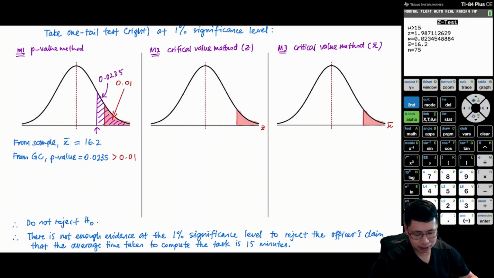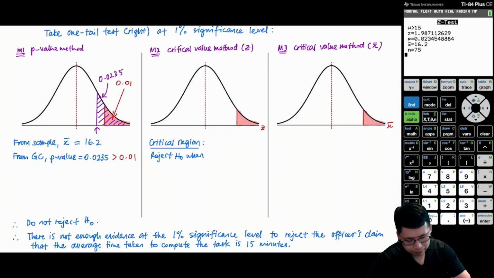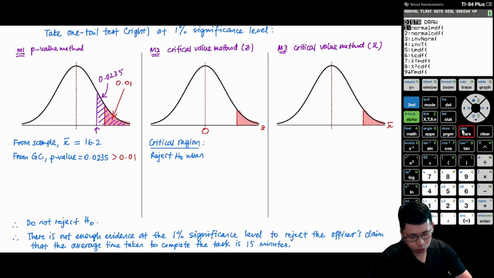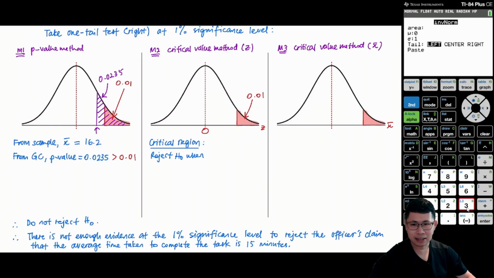Now let's take a look at the other method, which is our critical value method. If we're using the critical value method, we should be stating our critical region. For the z-score, the mean over here would be 0, and we are going to look for this number first, based on the z-score. How do we do so? We will do our inverse normal. Knowing our probability of 0.01, we're going to use inverse normal to determine what is the value over there.